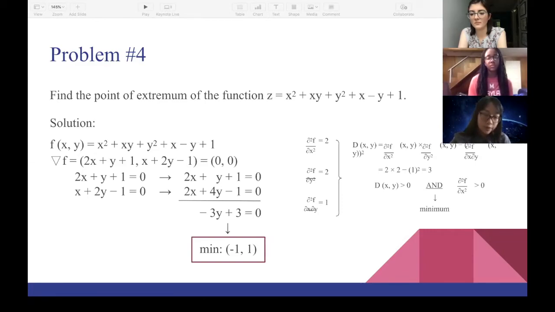And to proceed further, we then need to determine the character of this point. To do this, we have to find the second partial derivative with respect to x and the discriminant. Since both are greater than 0, we can determine that the point (-1, 1) is a minimum. Thus, the point of extremum in the function z equals x squared plus xy plus y squared plus x minus y plus 1 is a minimum at (-1, 1).